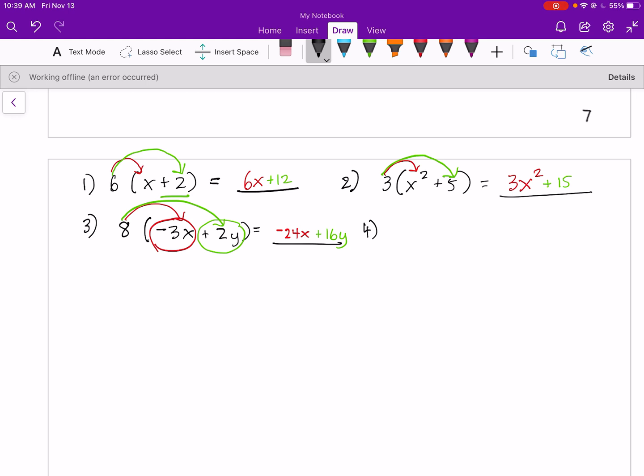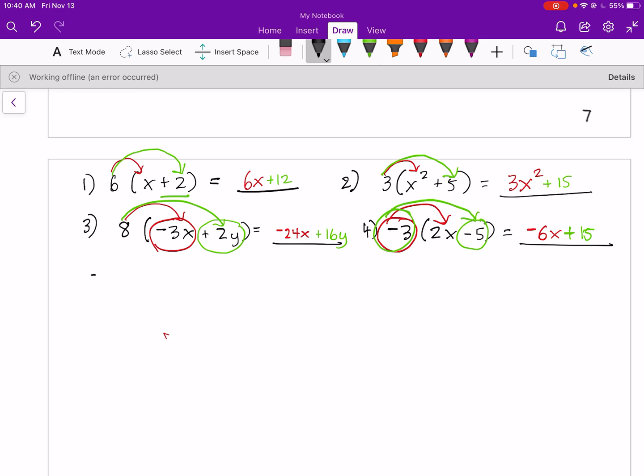Here we go. Number 4. Negative 3 parentheses 2x minus 5. So again, I'm going to circle this one. You're going to take that negative 3 times a 2x. So negative 3 times a 2x is a negative 6x. And then I do a negative 3 times a negative 5. That's one of those mistakes I see a lot, but you're not going to make that mistake. You know a negative times a negative is a positive, and so we make it positive 15.